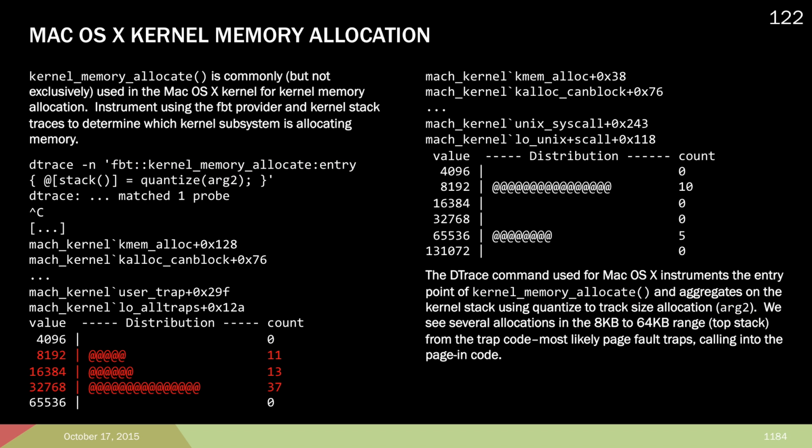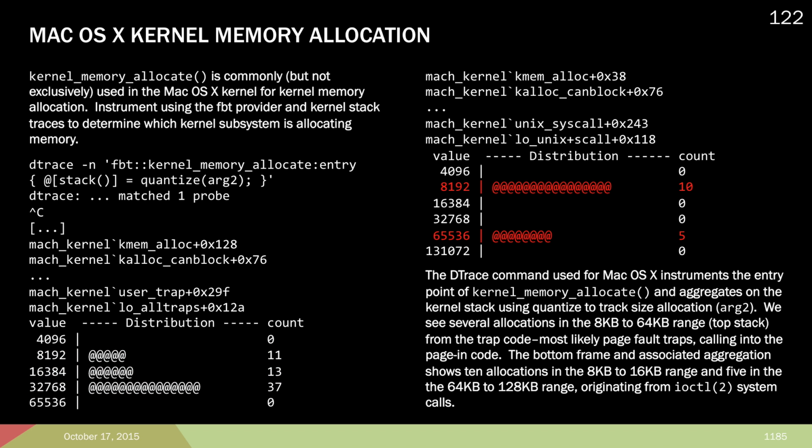We see several allocations in the 8 kilobyte to 64 kilobyte range, top stack, and from the trap code, most likely page fault traps calling into the pager. The bottom frame and associated aggregation shows 10 allocations in the 8 kilobyte to 16 kilobyte range, and 5 in the 64 kilobyte to 128 kilobyte range, originating from ioctl system calls.